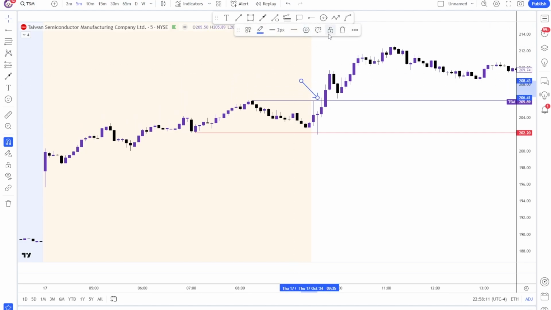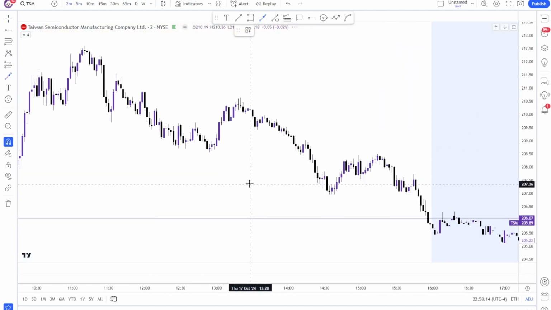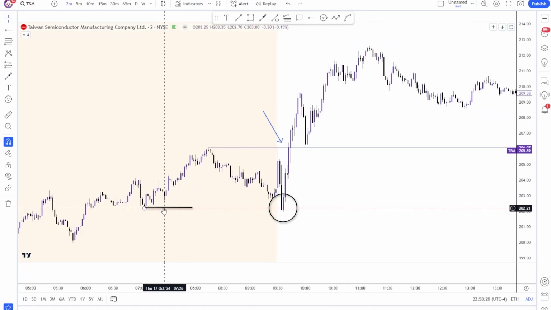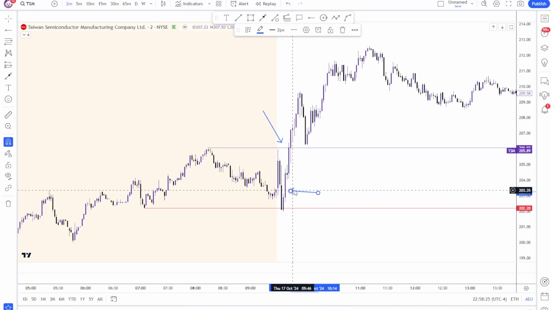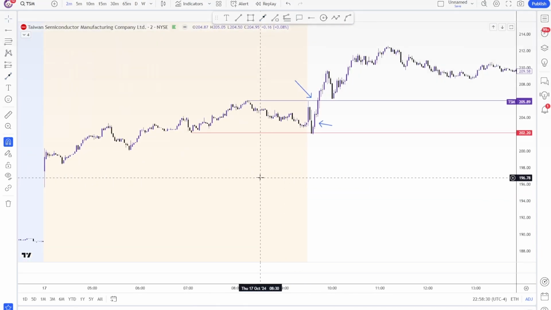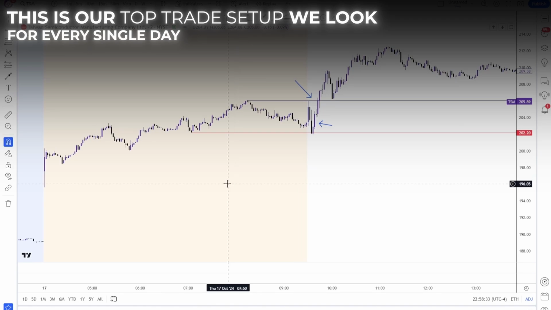But there was another entry I briefly mentioned, a really nice turn, which is what we like to define as this move where price tests support and then turns off of it. This is very straightforward, and the main caveat is that it's not random. This is a setup that we trade. This is our top trade setup we look for every single day.